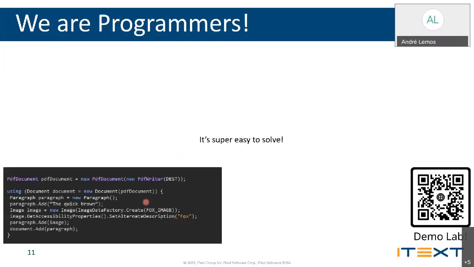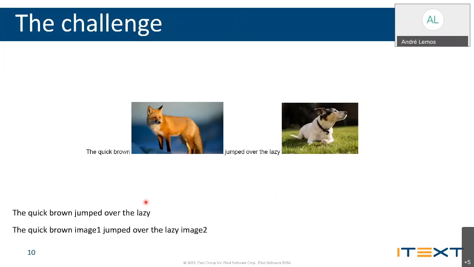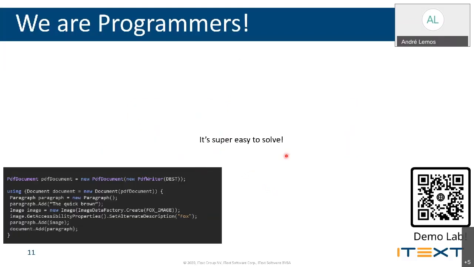So if we go back, it would create, let's say, this part as a PDF file: the quick brown fox with the alternate description of the first image being set to Fox. Well, actually, if you want to, you can go to our demo lab and try it yourself. You can code on our website with our technology. So feel free to give it a go and create a PDF document that can be correctly interpreted by a PDF reader.